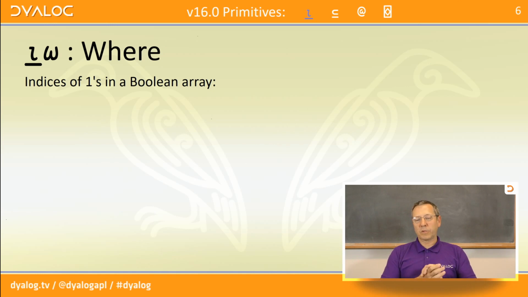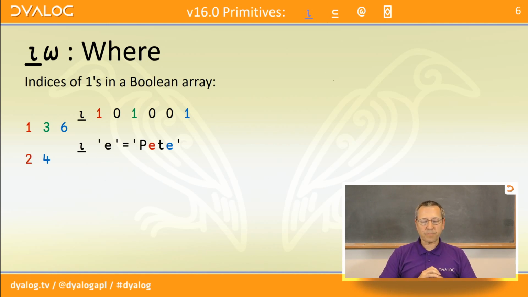So without further ado, I'm going to dive straight into the first symbol, which has been given to me to talk about, the Iota underbar. The monadic version of iota underbar is a quite simple function which simply returns the indices of the ones in a Boolean array. So if we look at this example here, we can see we have a 6-element Boolean array. I've colored the ones differently so that you can see the corresponding elements of the result: 1, 3, and 6. My index origin is set to 1 by default.